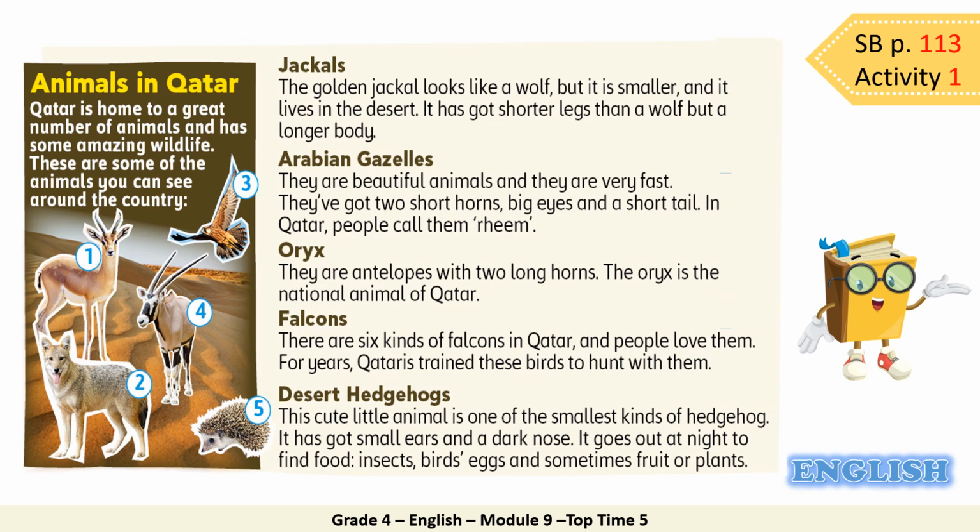Falcons. There are 6 kinds of falcons in Qatar, and people love them. For years, Qataris trained these birds to hunt with them. Desert hedgehogs. This cute little animal is one of the smallest kinds of hedgehog. It has got small ears and a dark nose. It goes out at night to find food, insects, birds' eggs, and sometimes fruit or plants.